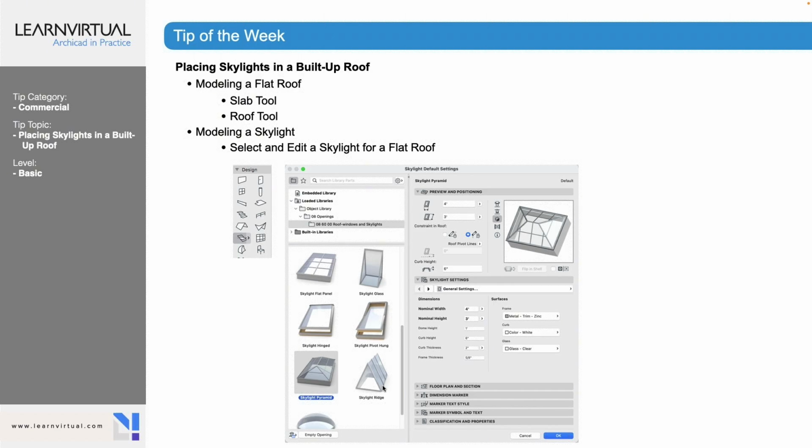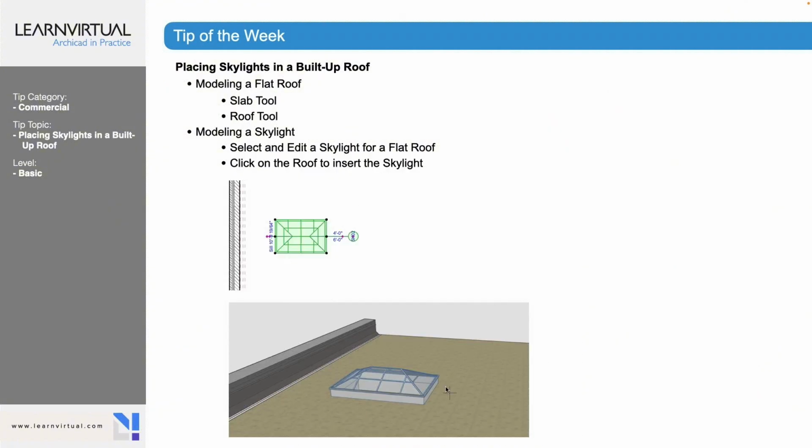Once you've done that, select the skylight that you want to use. In this case, maybe you've got a skylight pyramid that you want to use for the flat roof. You're going to select that. You're going to define its options for nominal width and height, dome height, the curb thickness, the frame thickness, etc. Get all that defined. And then you're going to place that into the roof. And that's really the steps you need to do.